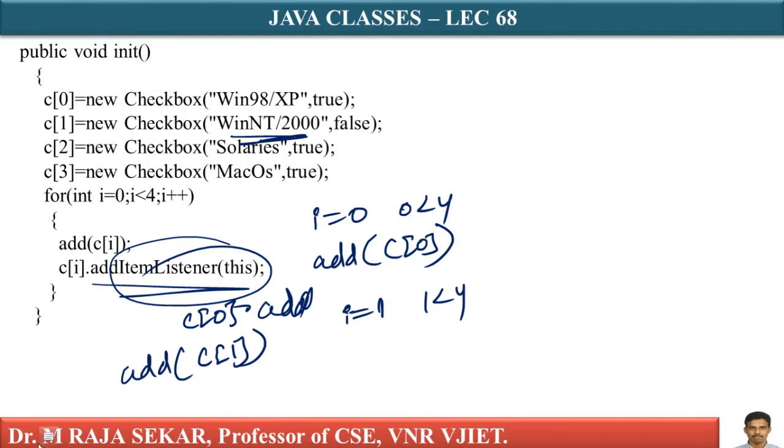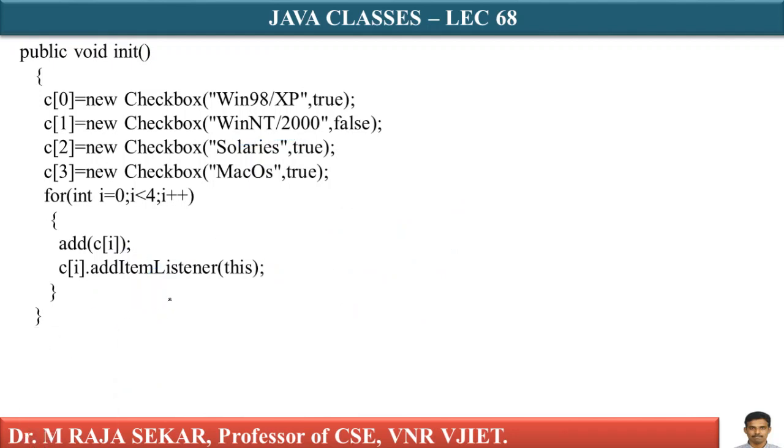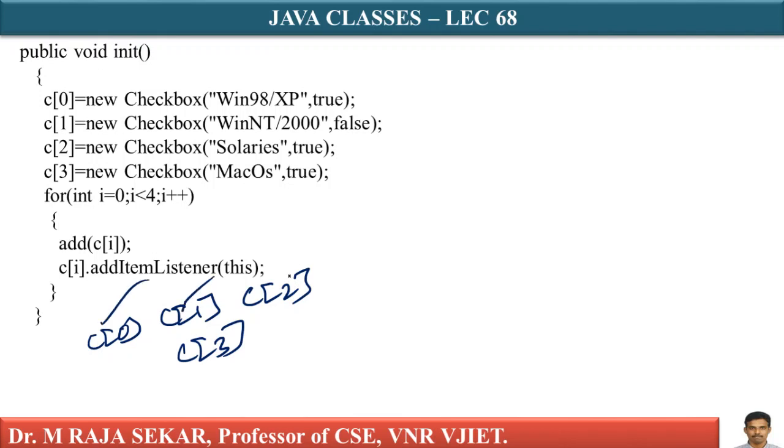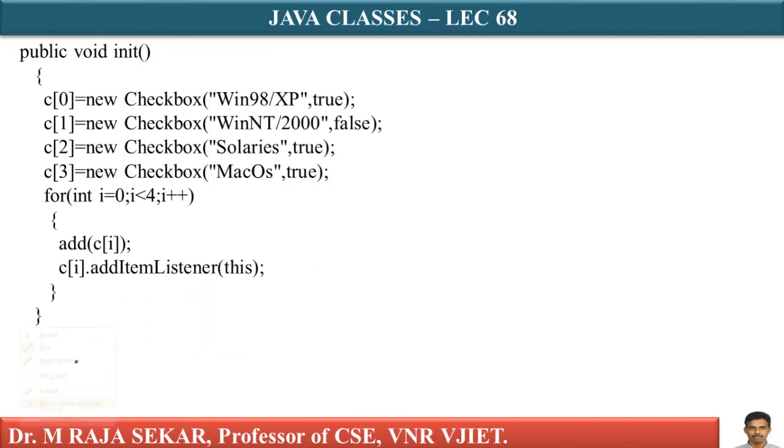In that manner, how many checkboxes can I add to an applet window? i equals 0 to i equals 3 means c[0], c[1], c[2], c[3]. These many checkboxes, 1, 2, 3, 4 checkboxes, can be added to an applet window. Not only are we adding those 4 checkboxes, we are implementing add item listeners for all these checkboxes.